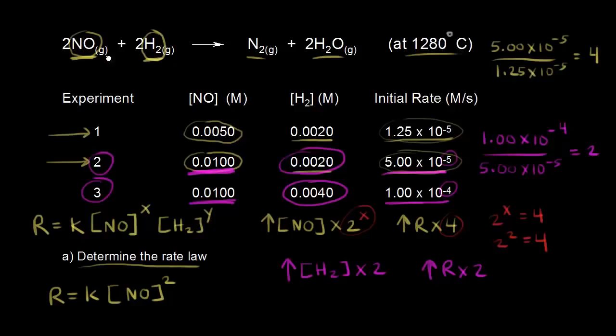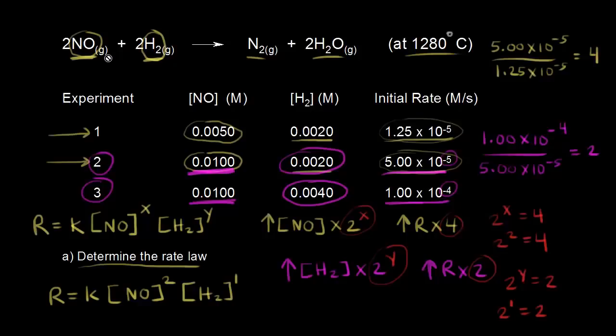So now we have 2 to what power is equal to 2. So 2 to the y is equal to 2. Obviously, y is equal to 1. 2 to the first power is equal to 2. So now we know that our reaction is first order in hydrogen. So we can go ahead and put that in here. So we can put in hydrogen, and we know that it's first order in hydrogen. So we've now determined our rate law.